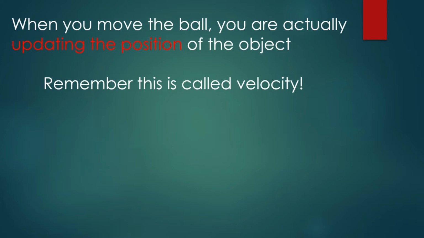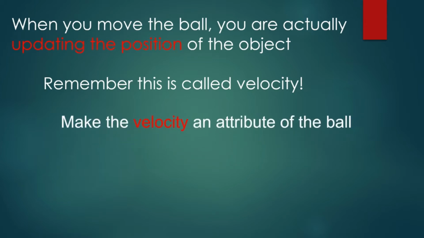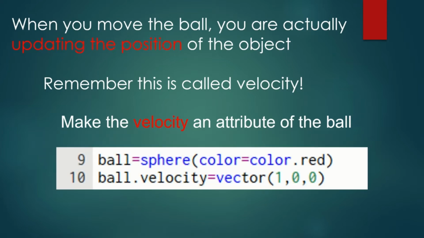Okay, so when you move the ball, you are actually updating the position of the object. The change in position of something is its displacement. If we do it over time, then it's the velocity. So we are going to make the velocity an attribute of the ball. It's a property of the ball. So the fact that that ball is moving, that's a property of it.